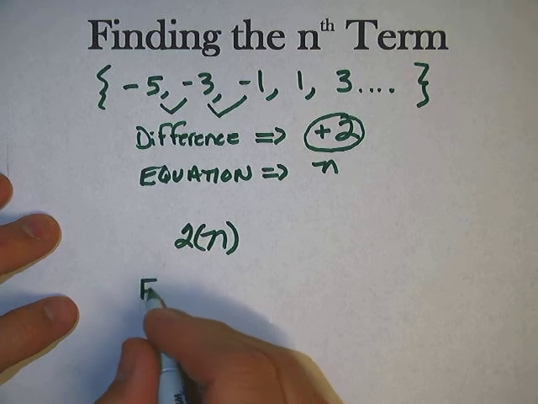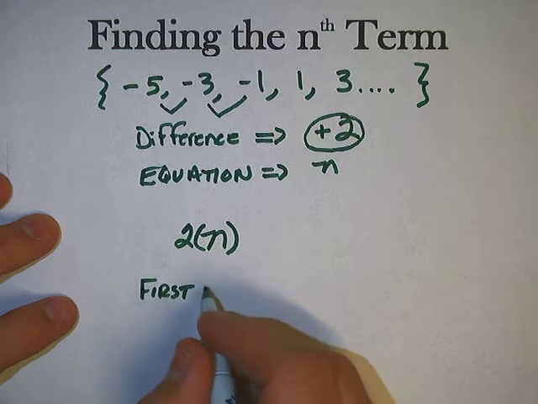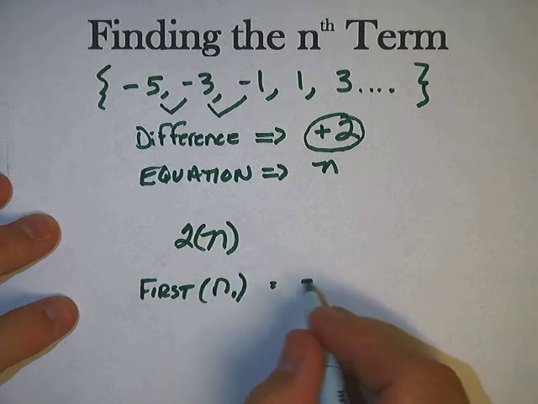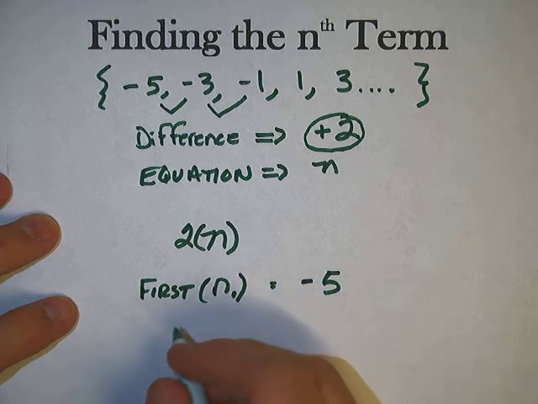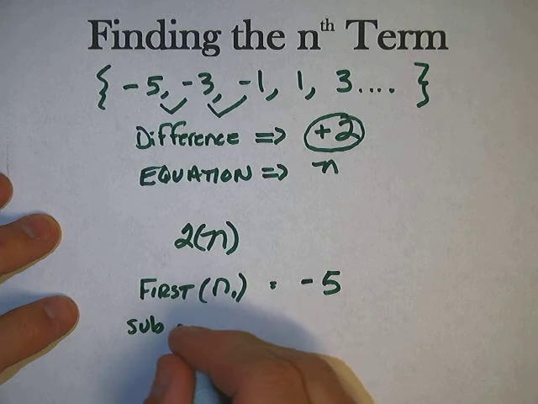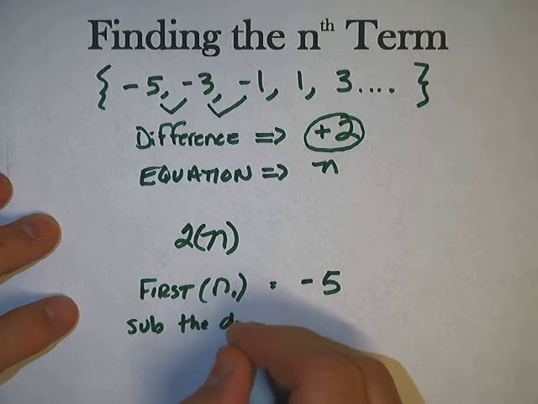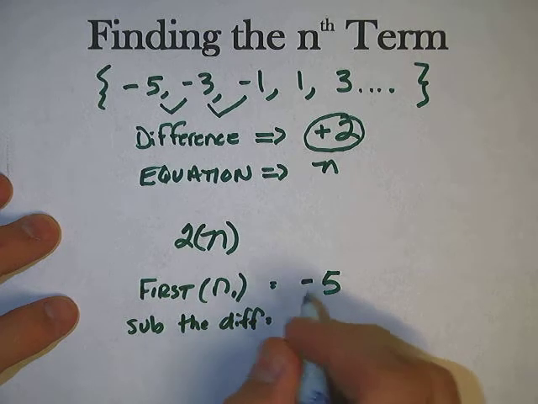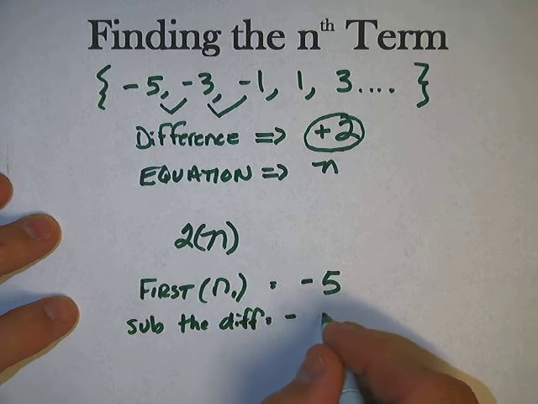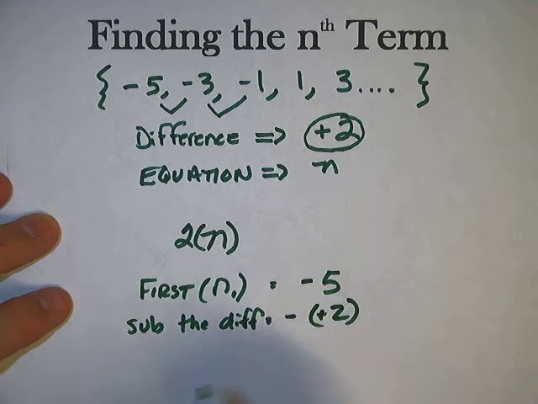Well, that's not hard to do. Remember that we looked at our first term. What is term n sub 1? Well, that is equal to -5. And then we subtracted from -5 the difference that's happening each time. Well, what's the difference? A +2. So I'm going to subtract a +2.